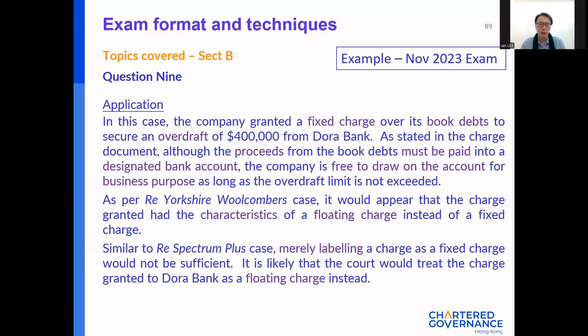So based on the second case, Yorkshire Woolcombers, it would appear that the charge that was actually granted in this story has the characteristic of a floating charge instead of a fixed charge. So similar to the Spectrum case, the mere labeling of the charge as a fixed charge would not be sufficient, so it's likely the court would treat the charge as a floating charge instead.